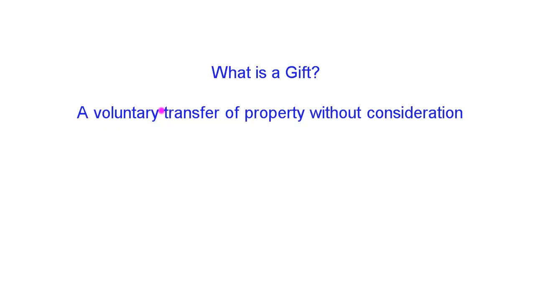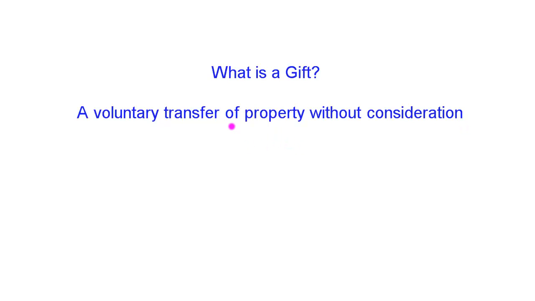So this is a quick primer on the doctrine of gift in the realm of property law. We're just going to go over very briefly what it is, the types of gifts, elements, and the elements in a little bit more detail. So what is a gift? A gift is a voluntary transfer of property, in this case personal property, without consideration, with no consideration.